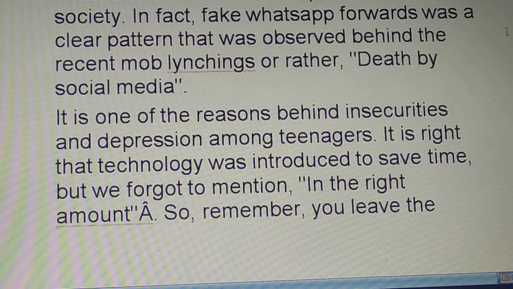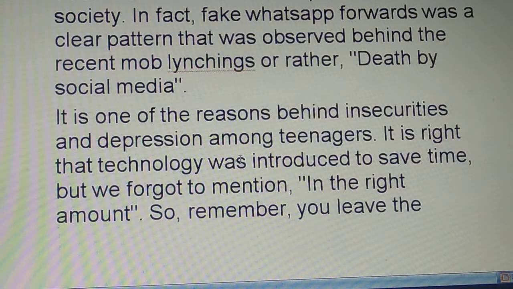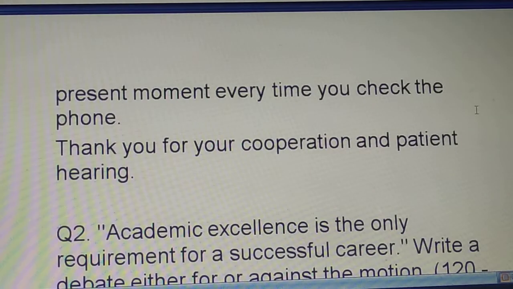It is one of the reasons behind insecurities and depression. It was introduced to save time, but only in the right amount. So you have to remember, you leave the present moment every time you check the phone. Thank you for your cooperation and patient hearing. So that's how you end.